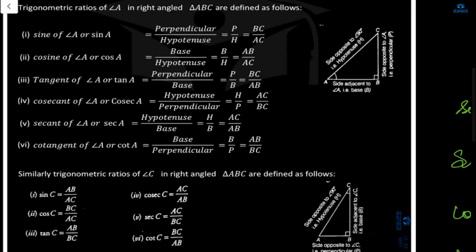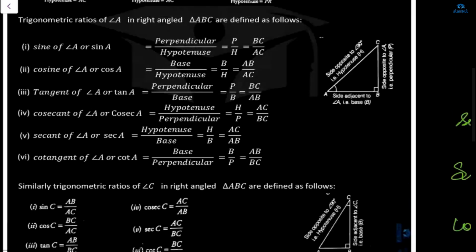Now if you take angle C, the ratios will be the same, but the sides will change depending on which angle you are standing at. You can see for sine A it is BC upon AC, but for sine C it will be AB upon AC. Because with reference to the angle you choose, the side opposite to that angle becomes the perpendicular, and the side adjacent to that angle becomes the base. It should be very clear.